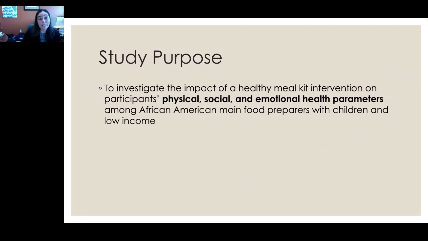So for the purposes of this presentation, I pulled in the specific health parameters. So the study purpose was to investigate the impact of a healthy meal kit intervention on participants' physical, social, and emotional health parameters among African American main food preparers with children and low income. So we did a whole bunch of other research in terms of getting to the actual intervention, including focus groups with different groups, and the final population was African American main preparers of food with children. And we also collected a bunch of other data, but this presentation is focusing on the health parameters.